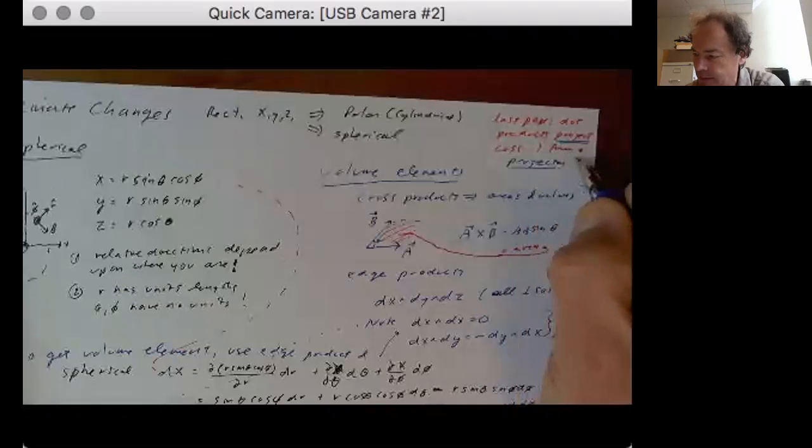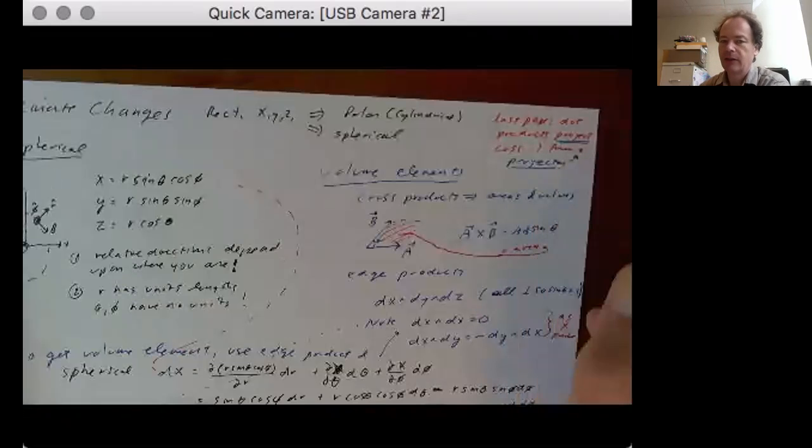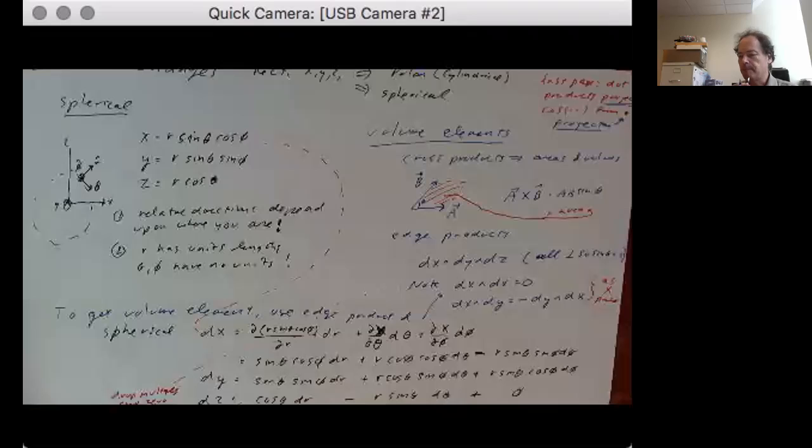It's dot. Then a cross product is area. And that's sort of how you get the idea of Stokes' theorem as well, through that idea.